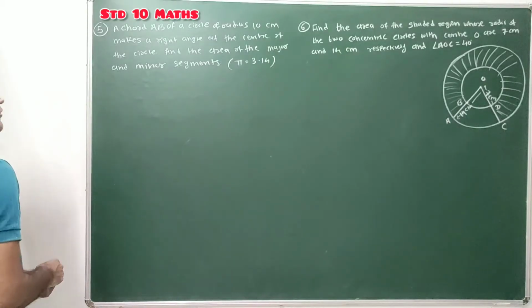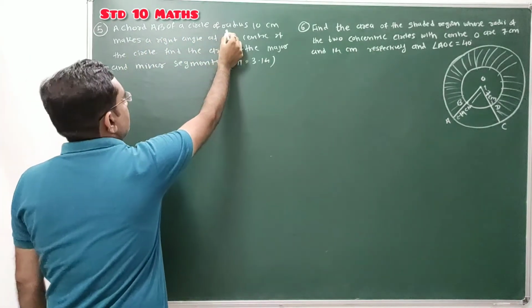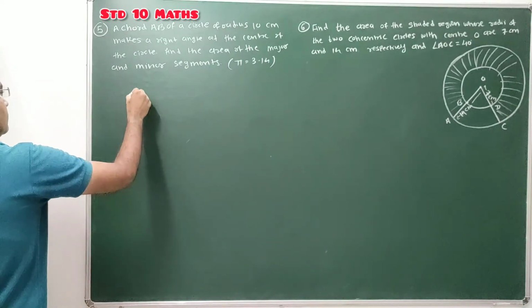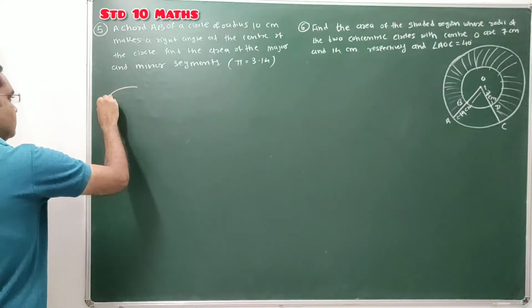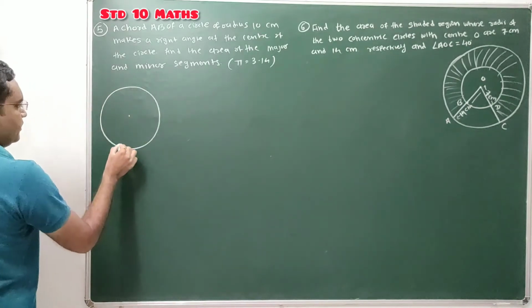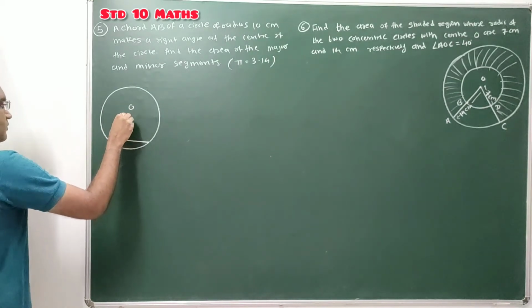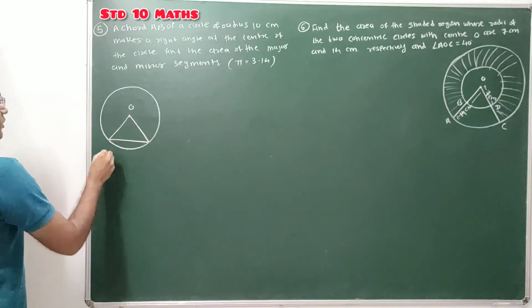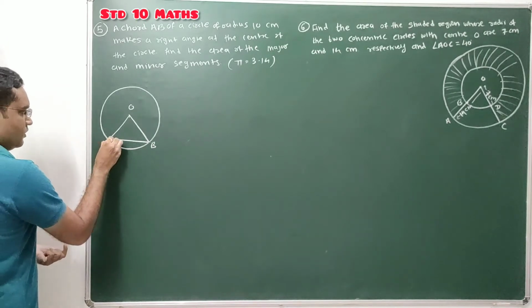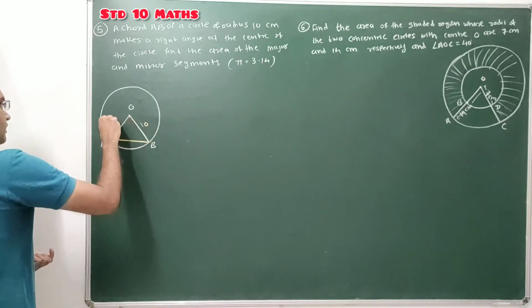Okay students, now question number 5. Here chord AB of a circle of radius 10 cm makes a right angle at the center of the circle. So circle is given. This is the circle with center O, and AB is the chord of the circle of radius 10 cm. So the radius of the circle is 10 cm.